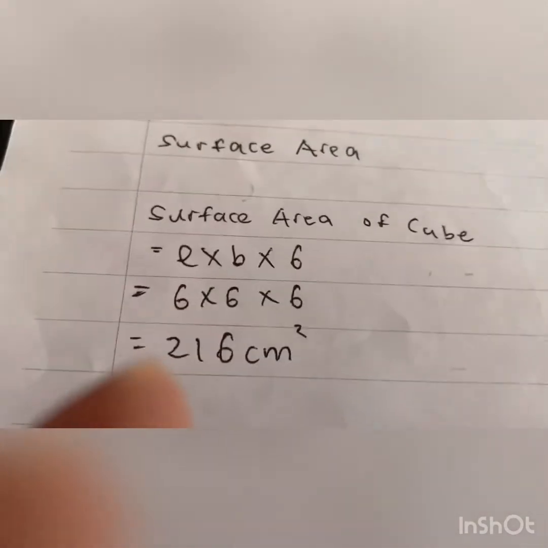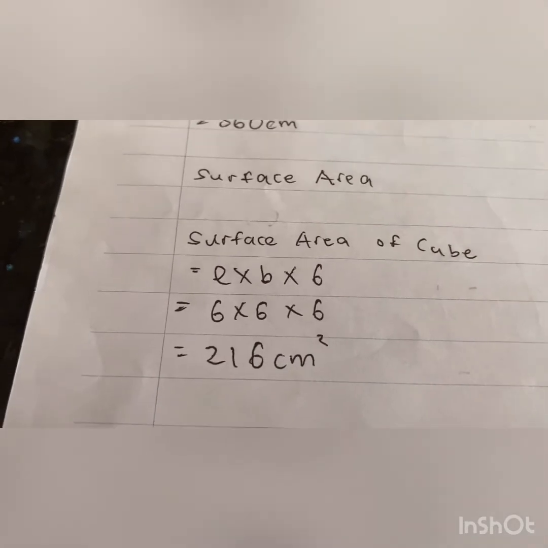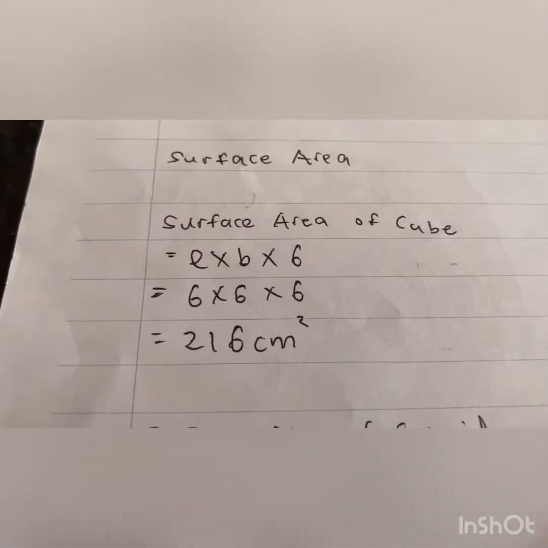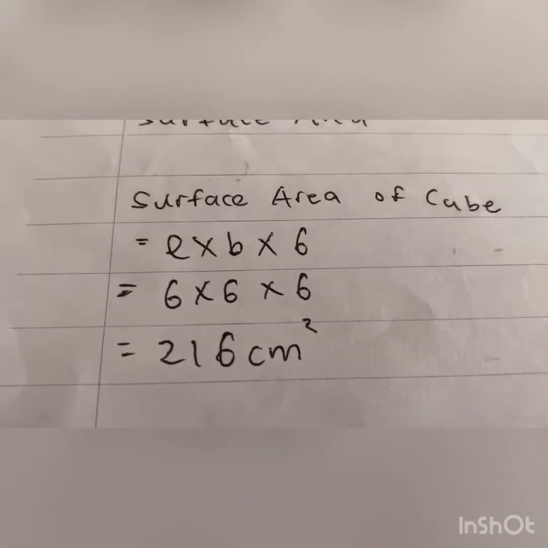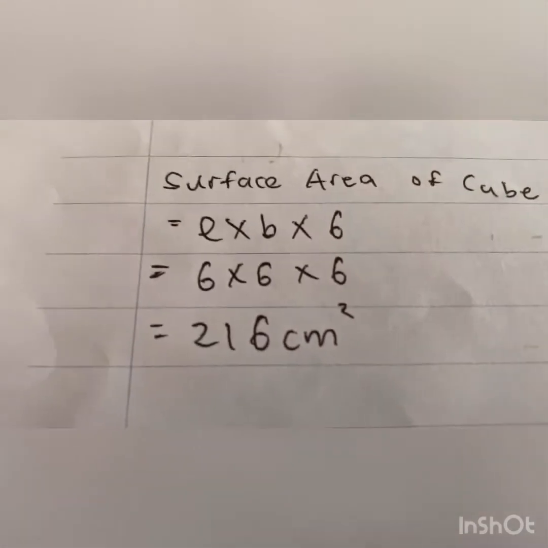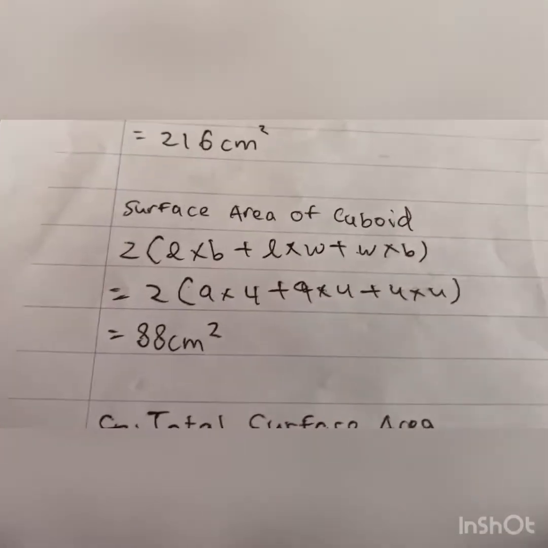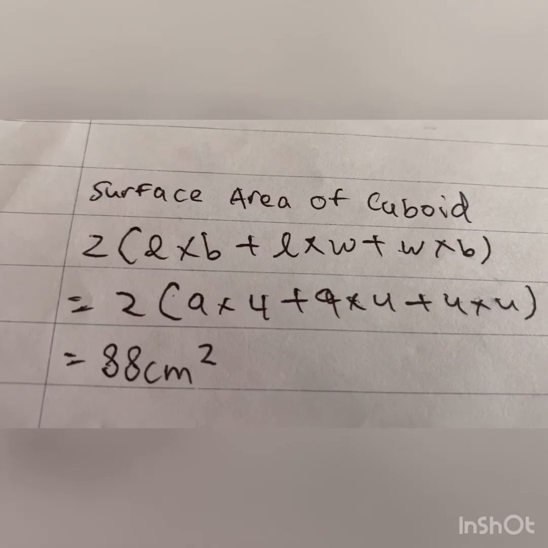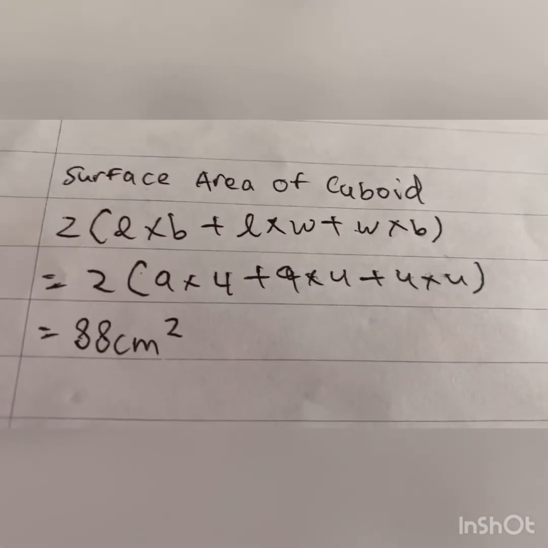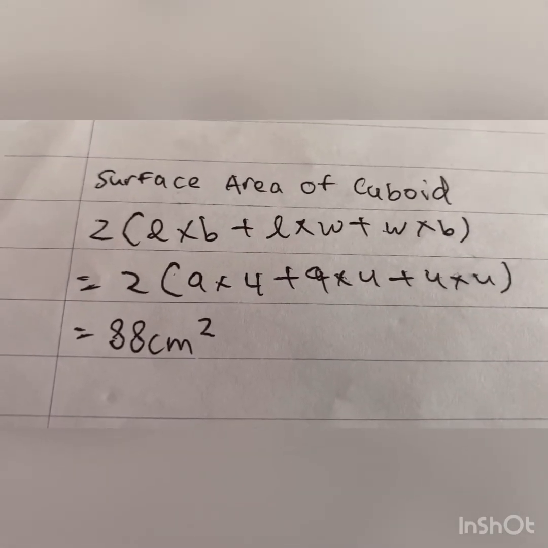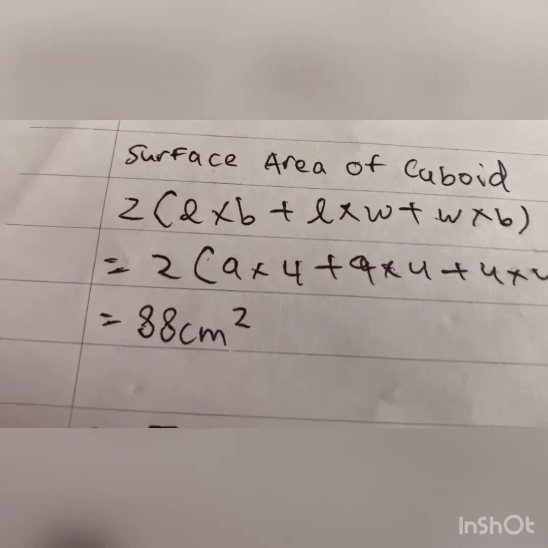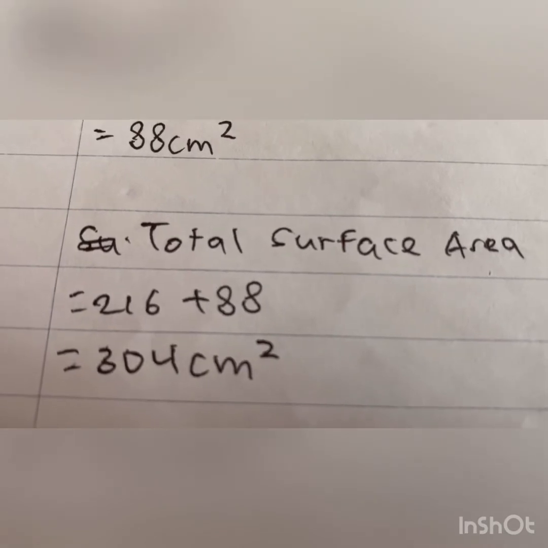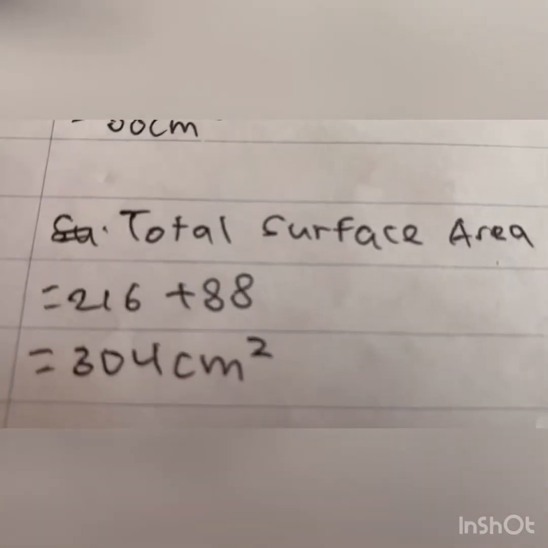And then we have to find the surface area, which is length times breadth times 6, since a cube has 6 sides, 6 faces, which is 6 times 6 times 6, which is 216 cm squared. Then the surface area of the cuboid, which is 2 times length times breadth plus length times width plus breadth times width, which is 2 times 9 times 4 plus 9 times 4 plus 4 times 4, which is 88 cm squared. Then the total surface area is going to be 216 plus 88, which is 304 cm squared.